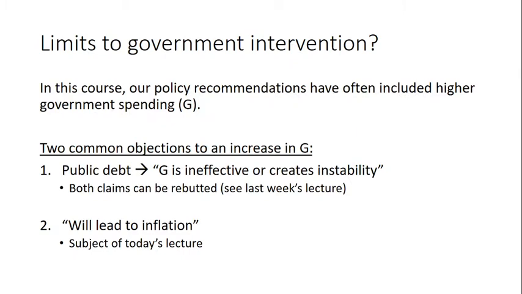Well, throughout this course, we've been looking at the effects of inequality on various other aspects of the macroeconomy, as well as other issues or sources of instability, like the climate crisis. And we've come to many conclusions that essentially call for higher government spending. Last time, we looked at one of the first common objections to an increase in government spending, namely the claim that public debts or a government deficit that finances government spending is ineffective, or the resulting debt creates instability.